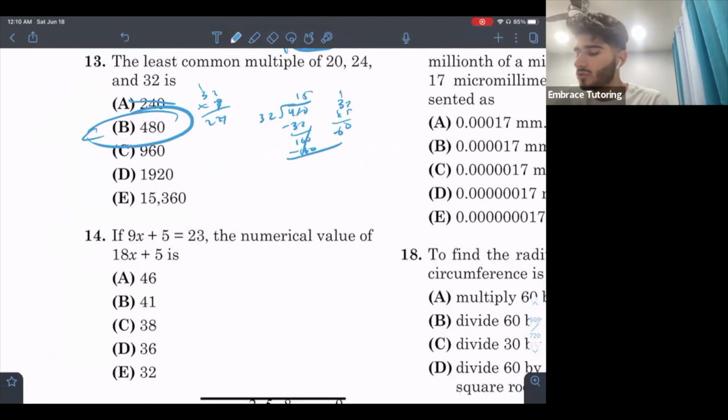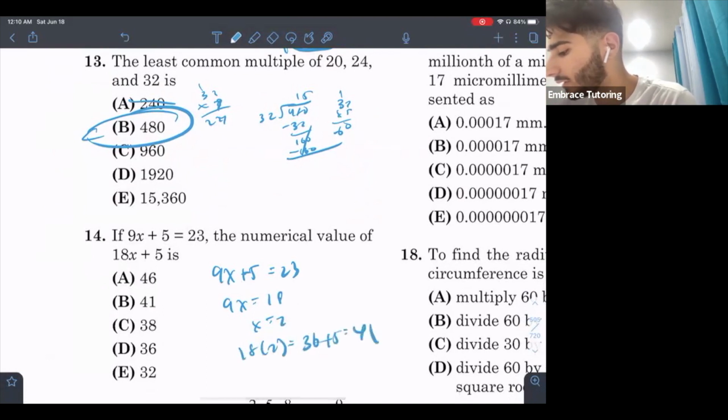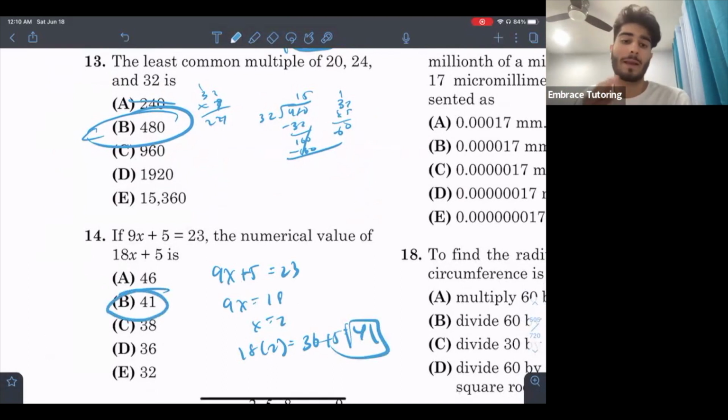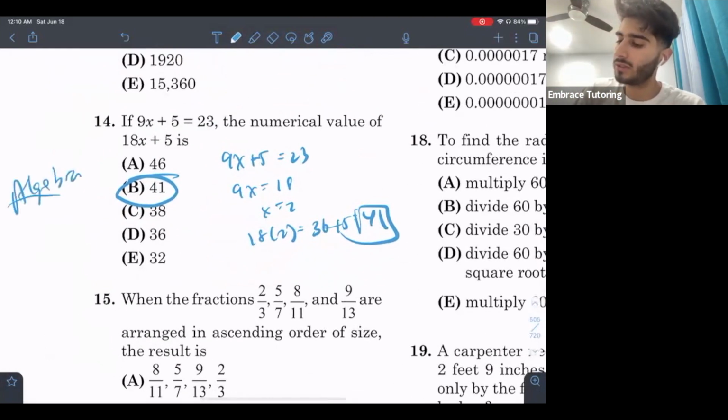If 9x plus 5 is equal to 23, the numerical value of 18x plus 5 is what? So you can solve by finding the value of x. 9x is equal to 18, x is equal to 2. 18 times 2 is 36 plus 5 is equal to 41. Our answer is choice B for 14. So it's just algebra based for this question.